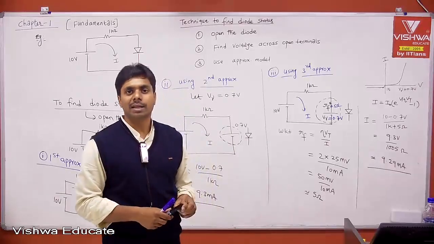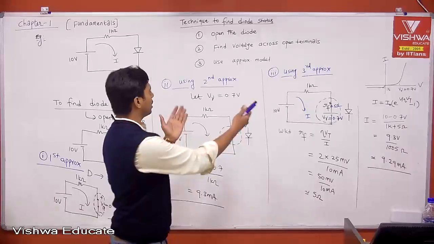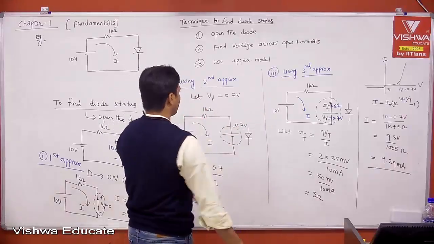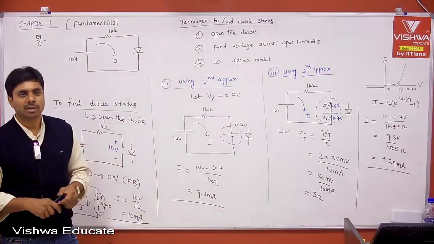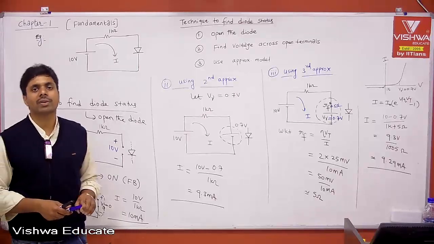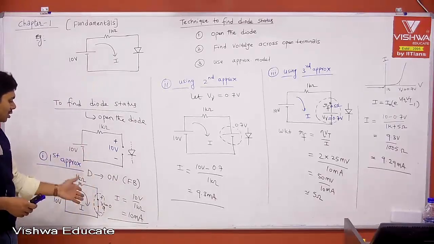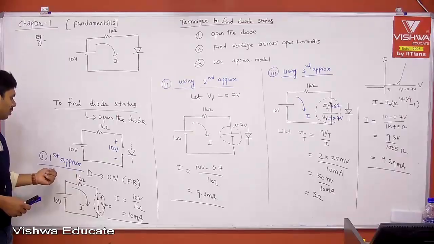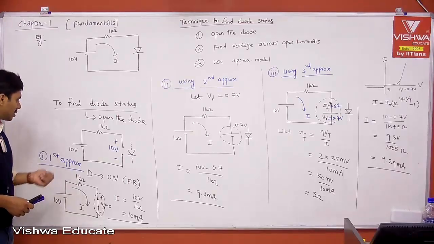The error between the second approximation and the third approximation is so minimal. That is the reason why, 90% of the time, if you want to use either the second or third approximation, you can blindly go ahead with the second approximation, considering only V gamma. But to solve problems very easily with on and off, short circuit and open circuit, that is only for problem solving, which is nothing but the first approximation.